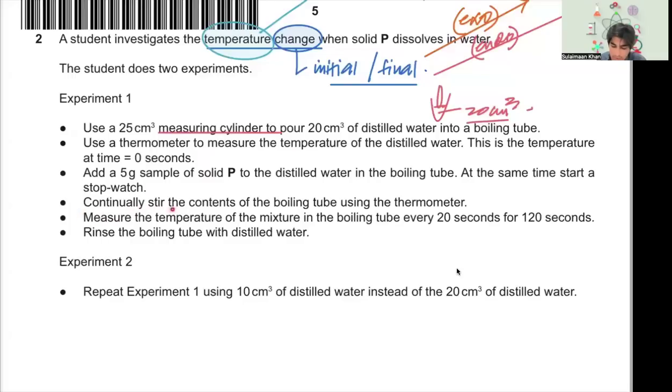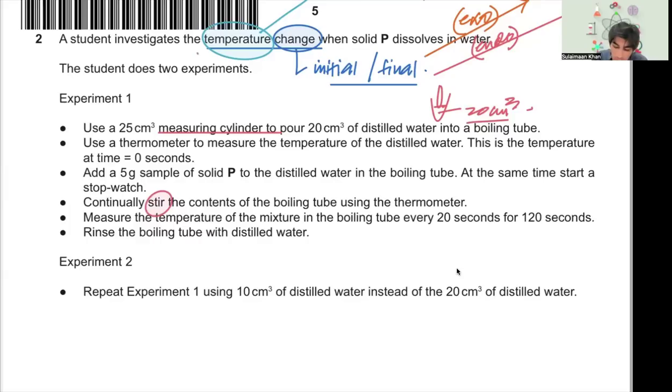Continually stir the contents of the boiling tube using the thermometer. Why does he want to stir it? Some of you might say to thoroughly mix the reactants together, but there is one more reason that is more appropriate than this. What is that reason? To ensure mixing? No, no. Mixing and dissolving are the same thing.